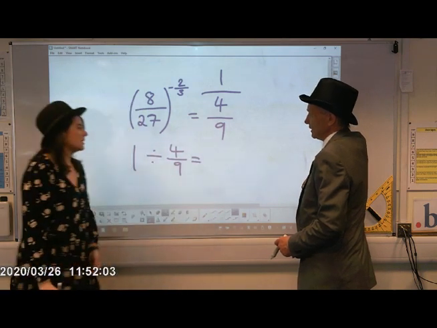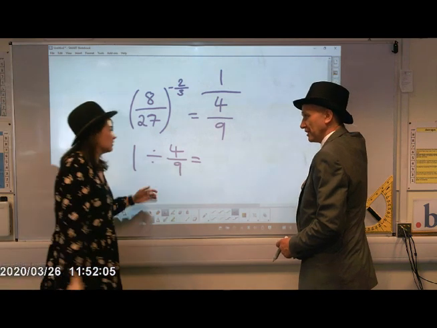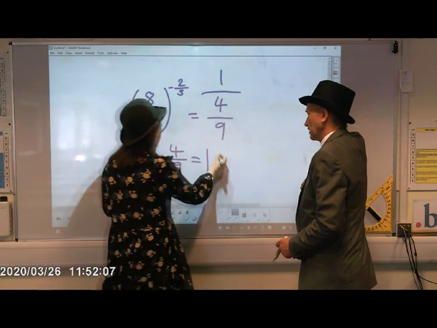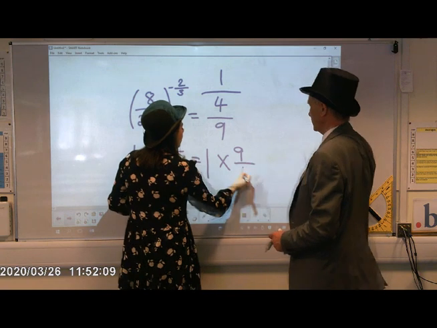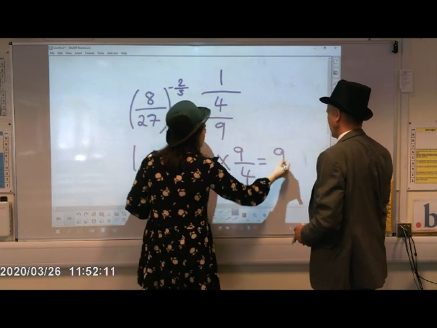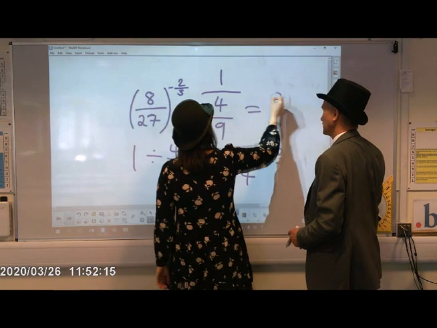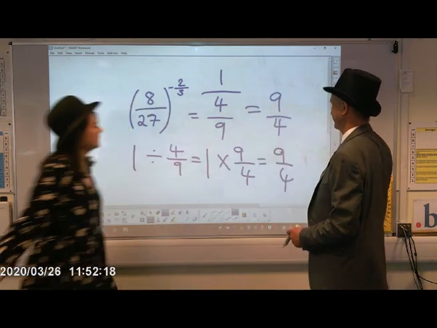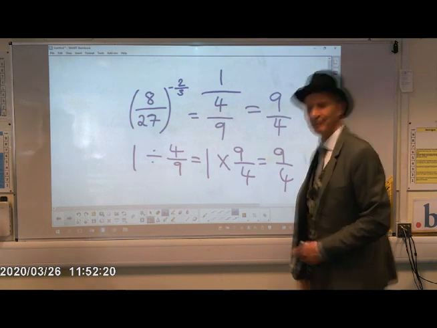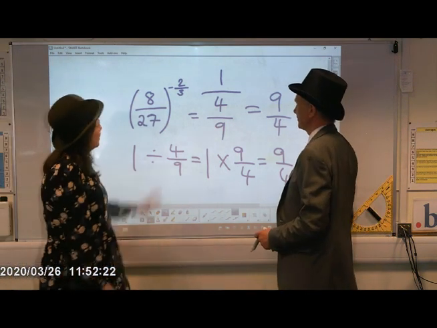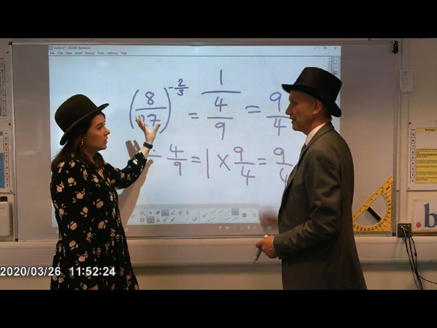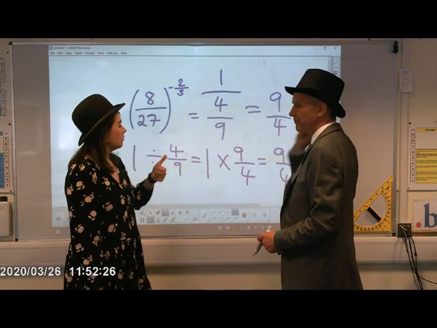Now, going back to our video about keep, change, flip. Keep, change, flipperoo. 1 times 9 over 4 is just 9 over 4. So when you do the reciprocal of a fraction, all that happens to it is it flips. It's easy to remember as well. So that's kind of as difficult as it gets. Pretty much it.